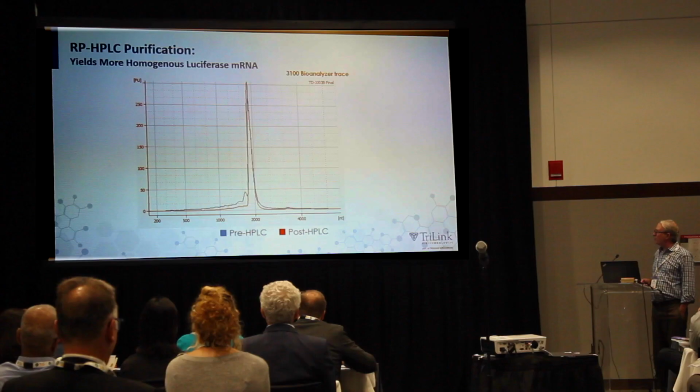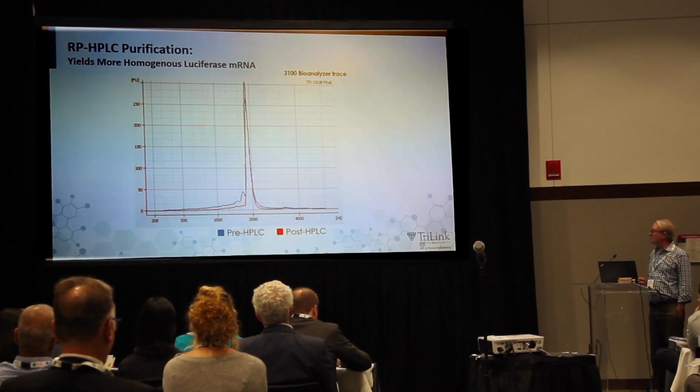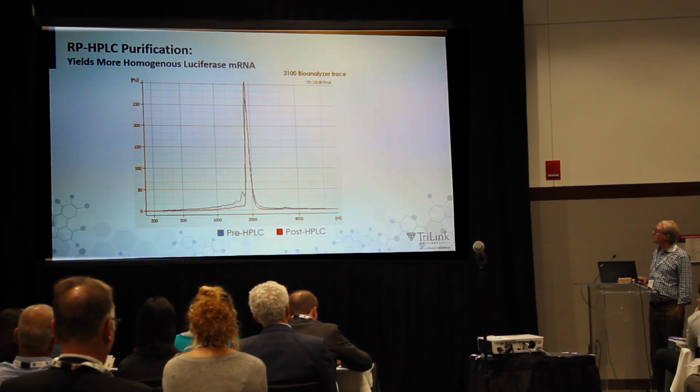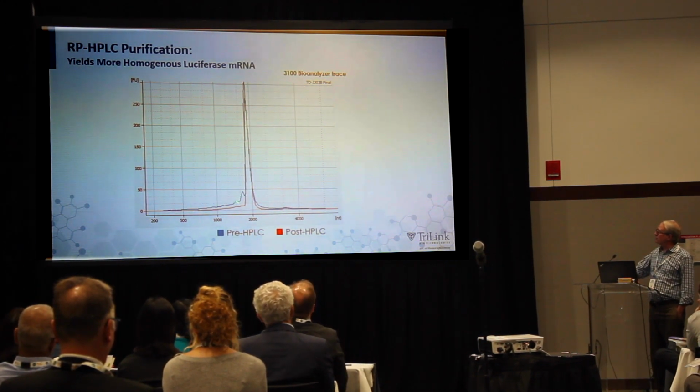This is just an example of what a bioanalyzer trace looks like before and after an HPLC purification. So the blue is prior, you see you get this extra stuff here and some stuff on the backside, and we can make that cleaner by doing HPLC.